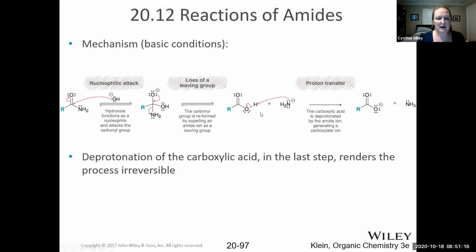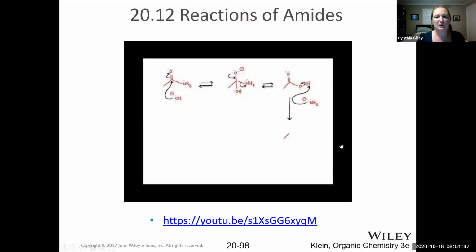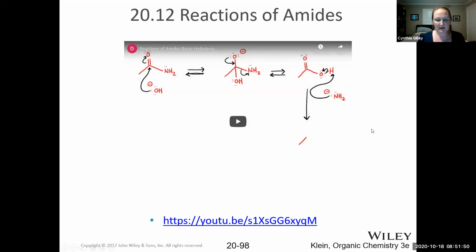As soon as we isolate a carboxylic acid, it will immediately undergo deprotonation by the leaving group that we just got kicked out. And this is essentially irreversible because of the very significant pKa difference between the acid and conjugate acid. The acid has a pKa of about 5, and the ammonia has a pKa of about 35. So with a difference of 30 pKa units, this is an irreversible reaction. If you want to see the mechanism drawn out more slowly, check out this YouTube video using the link on this slide.